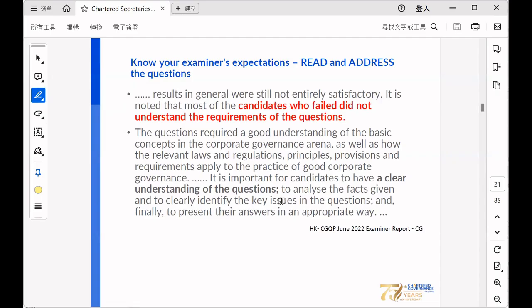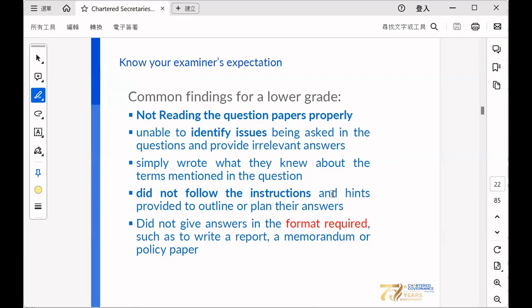It is important to have a clear understanding of the question, to analyze the facts. So that's why, with 1 or 2 minutes, I will let you read the question and see if you can underline the key facts that you need to address in your answer. This is a very, very common mistake, not reading the questions properly.